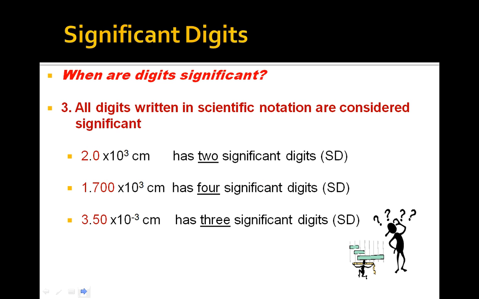Now, if you've got scientific notation and there are zeros there, they're all considered significant. So 2.0, 1.700, 3.50. Why are they significant? These are trailing zeros. It's the same rule as in the previous situation. If you've got a zero after the decimal place at the end, it's significant. So it's the same rule as the trailing zero rule. It's equivalent.